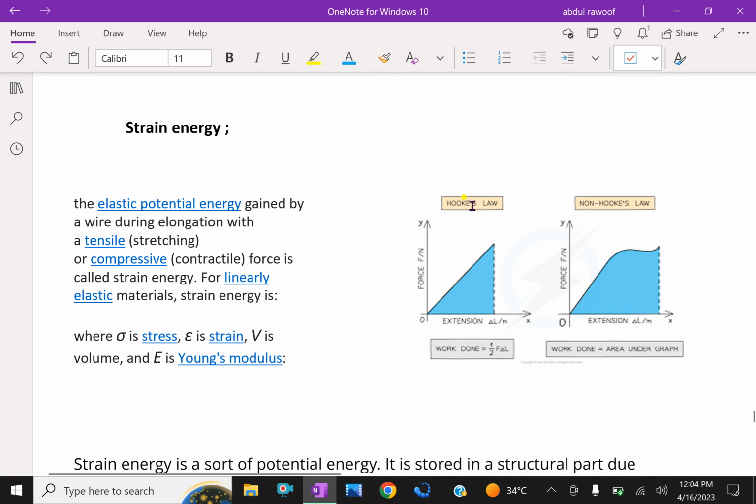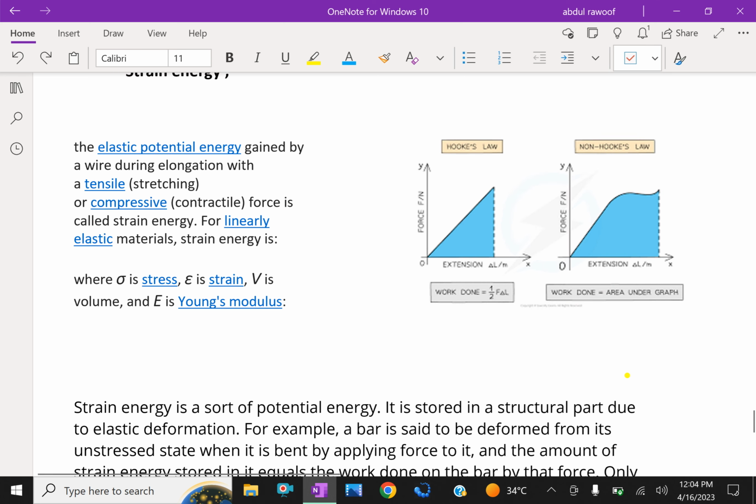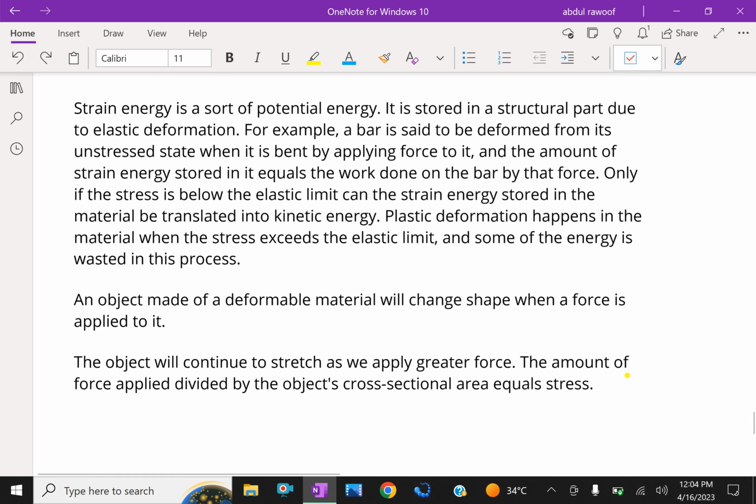Here this is under Hooke's law. Here it does not obey Hooke's law, non-Hooke's law. The work done is the area under the curve. Here it is also the area under the curve, but it is exactly a triangle, so it is half force into delta L. Otherwise, by using integration you have to calculate the work done, that is, the area under the graph. The strain energy is a sort of potential energy. It is stored in a structural part due to elastic deformation.